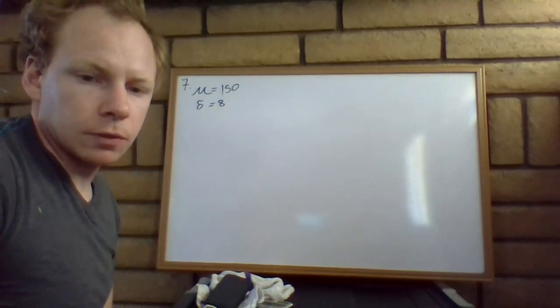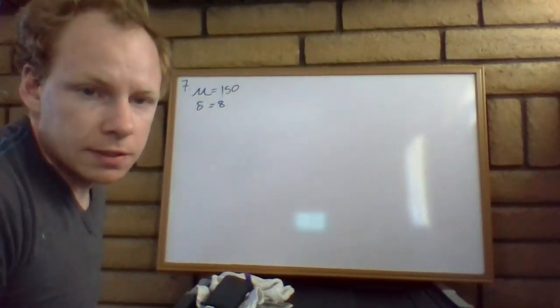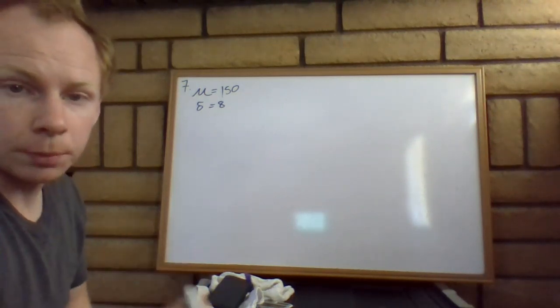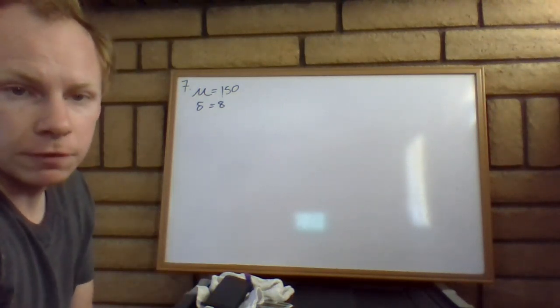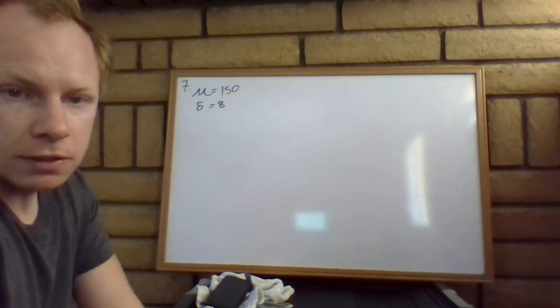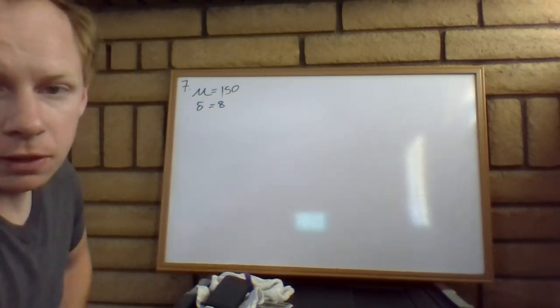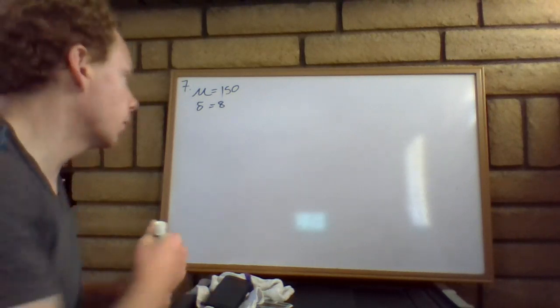All right, so question 7 asks, assume that a patient's systolic blood pressure is normally distributed with a mean of 150 and a standard deviation of 8. Find the probability that a single measurement of his or her systolic blood pressure is 160 or higher.